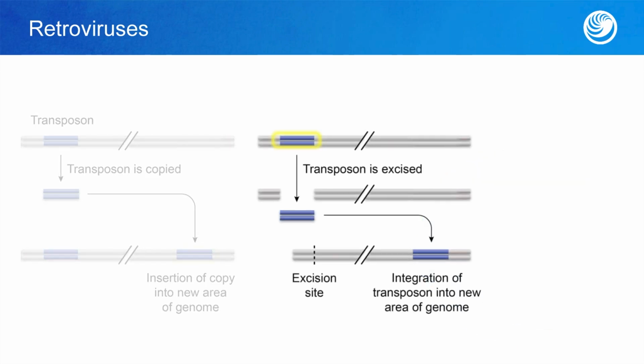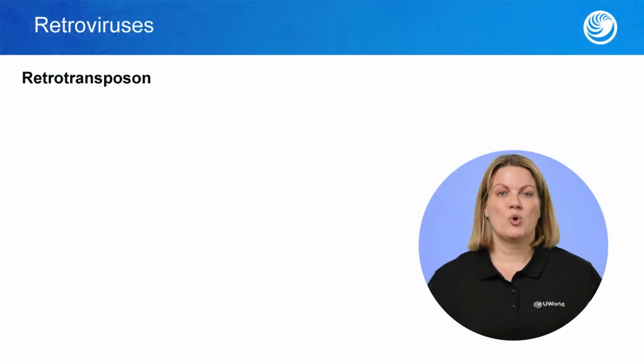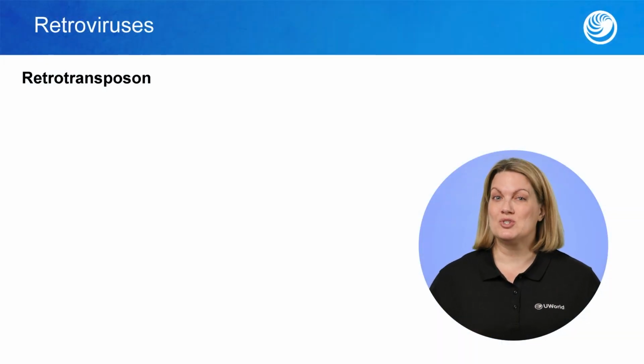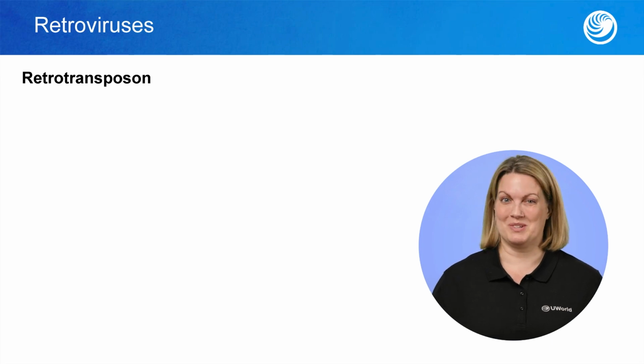Please note that some transposons can be cut out and inserted, rather than being copied and inserted. A different lesson discusses that process in more detail, but the important thing here is that when a typical transposon moves, it remains in the form of DNA the entire time. Retroviruses are believed to be the source of a different type of transposon, the retrotransposon.